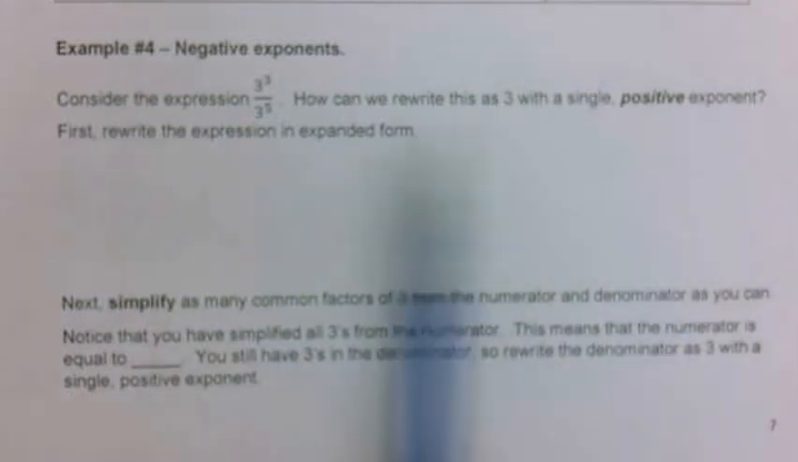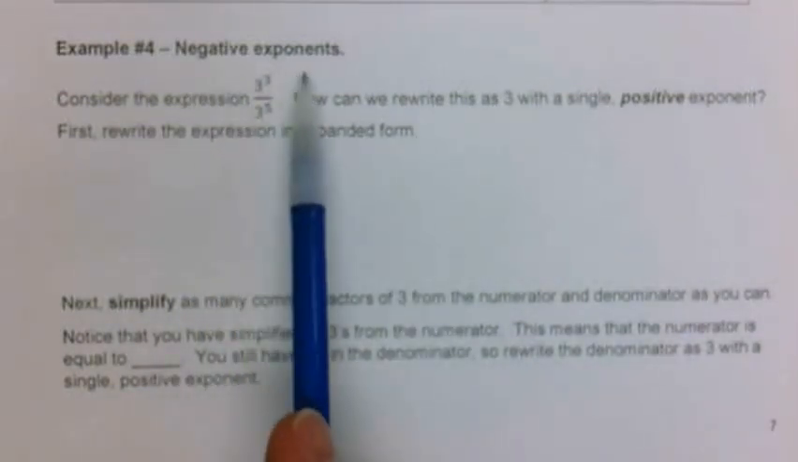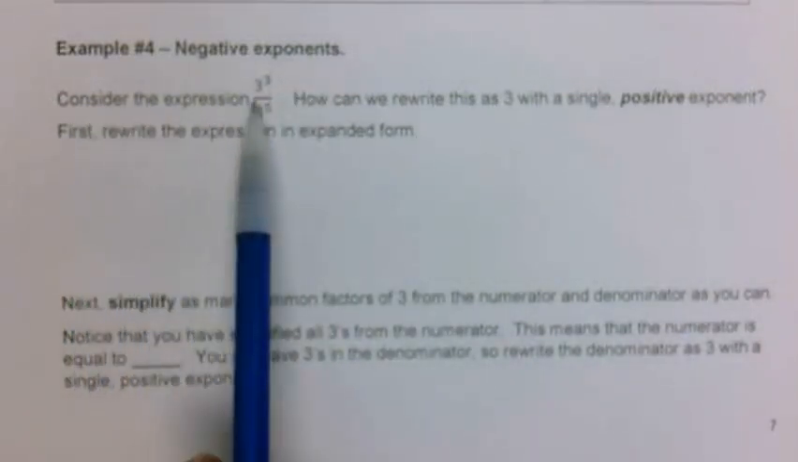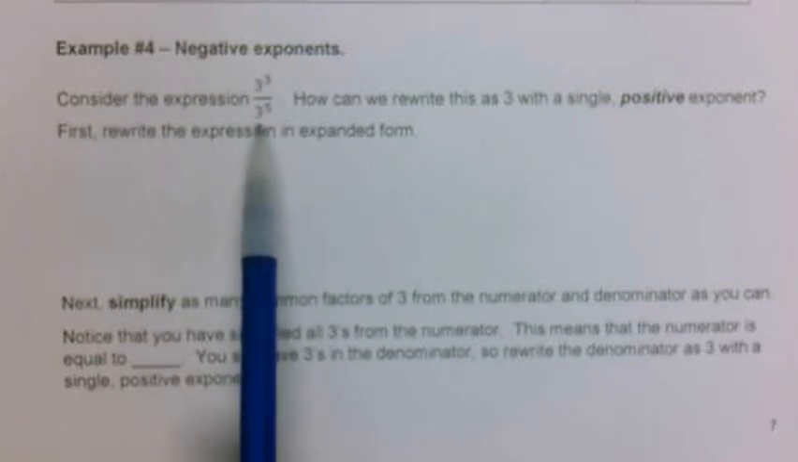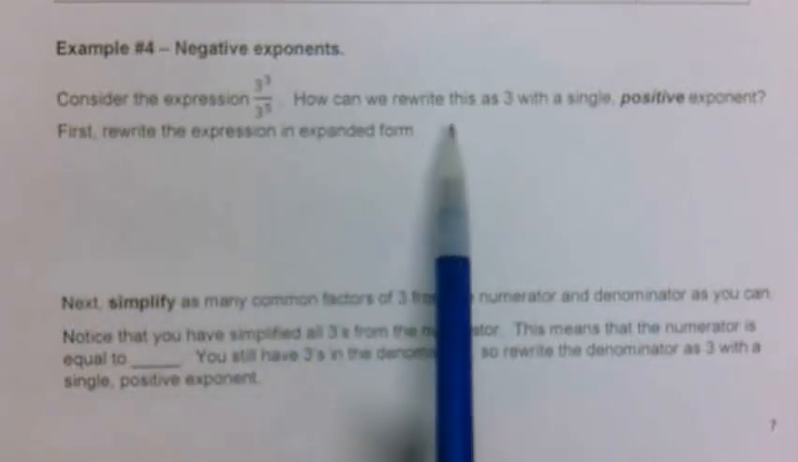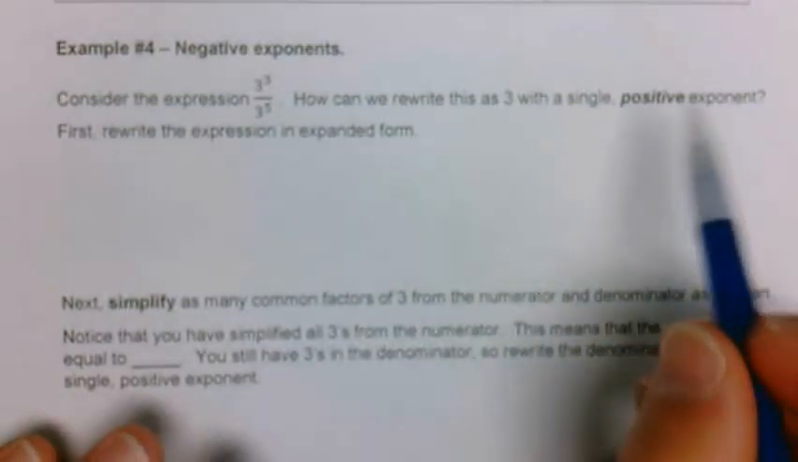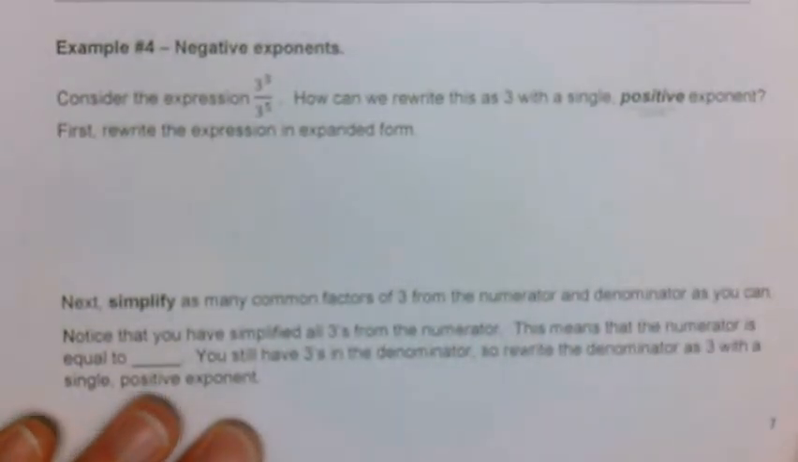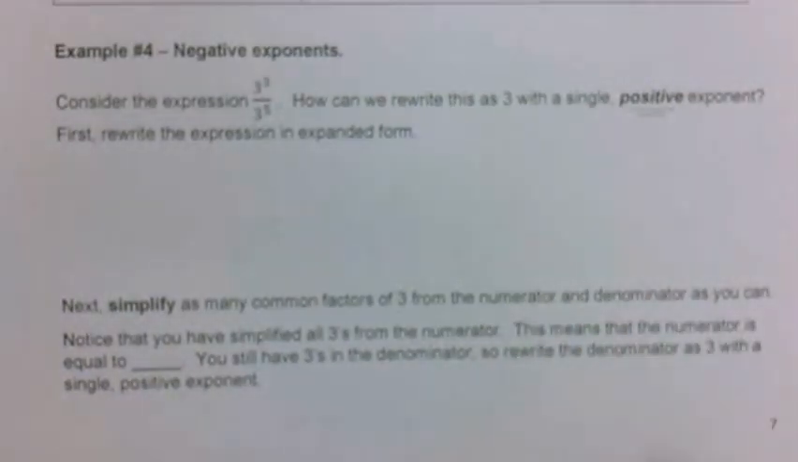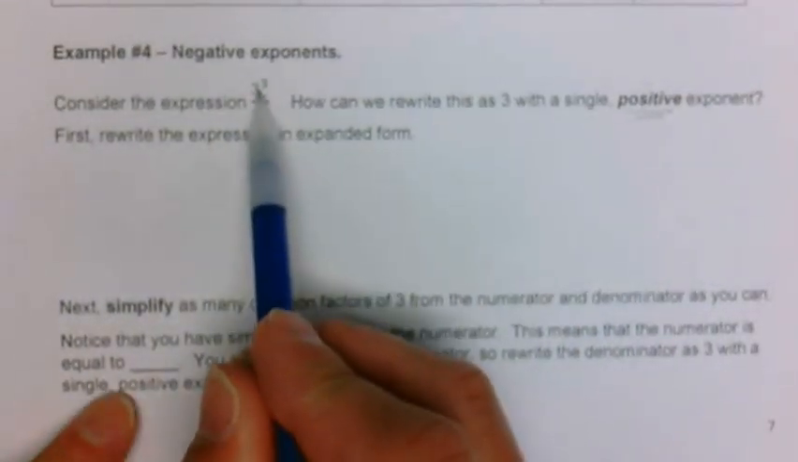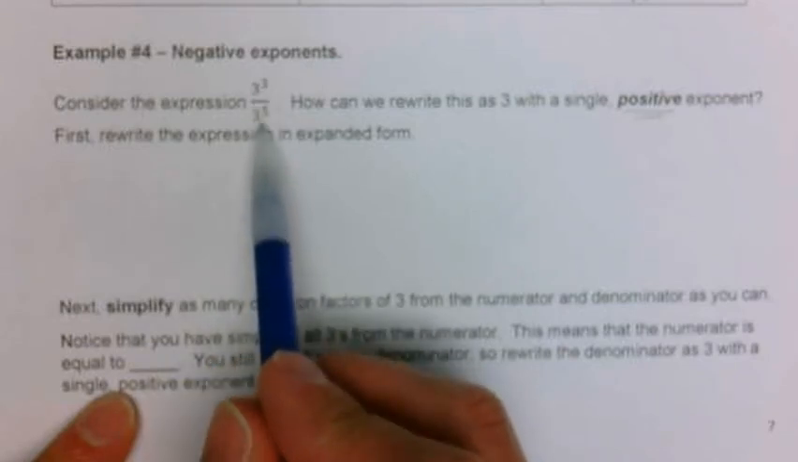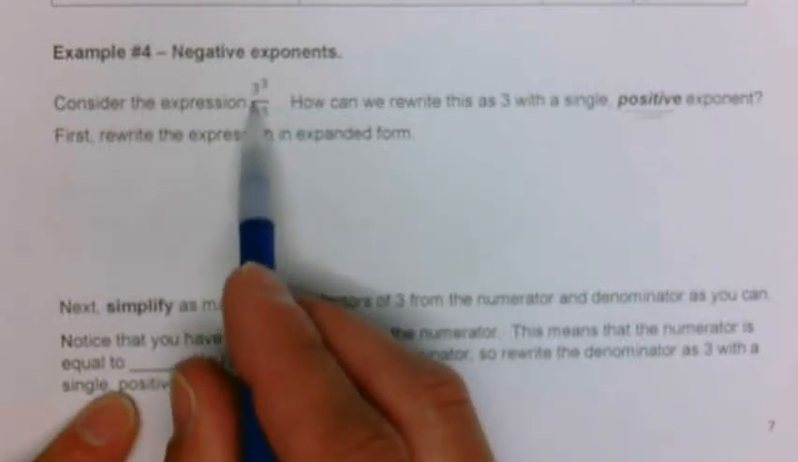So in our next example, we're really going to focus on our negative exponents. Consider the expression 3 to the third power divided by 3 to the fifth power. How can we rewrite this as the base of 3 with a single positive exponent? We say single positive exponent because we know the rule for dividing numbers that have the same base. We keep that base and we subtract the exponent.